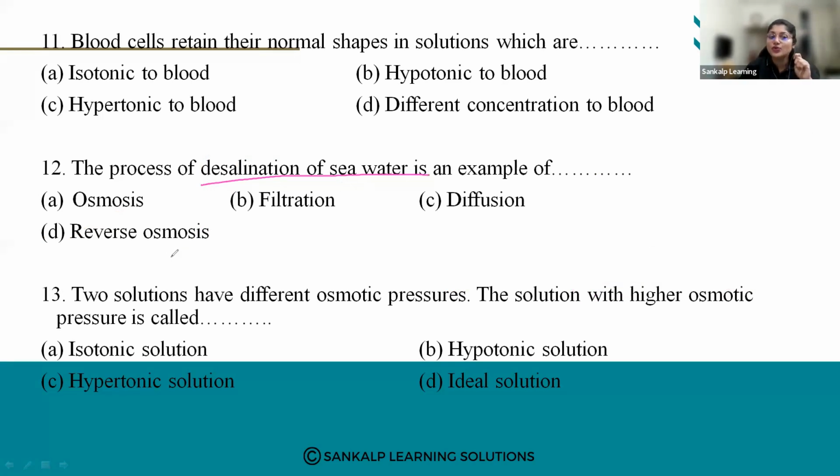Suppose in the exam, in the worst case, you do not remember what reverse osmosis is. If you write the example, that is desalination of seawater, you will get 1 mark. If the question is what is reverse osmosis, give an example, and you don't remember the definition, still if you write the example, you can get 1 mark. So this is a must question: what is reverse osmosis and give an example. Fine, we'll go for the next question.